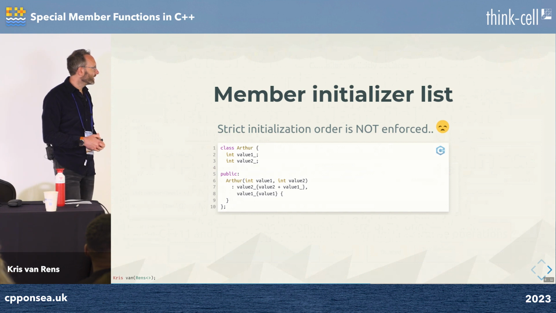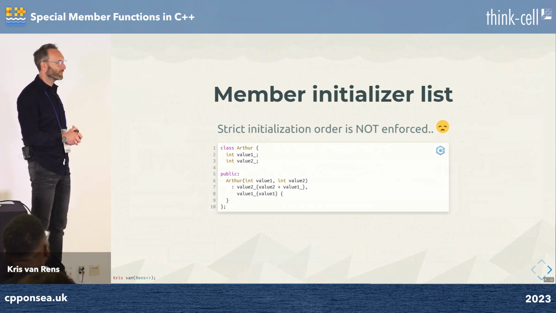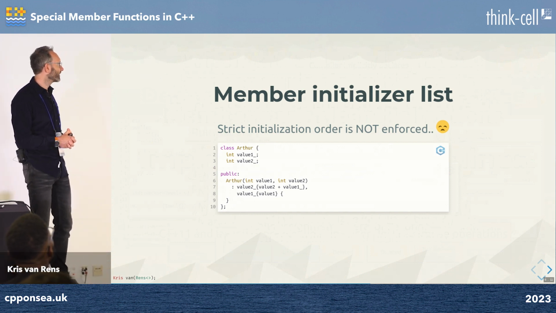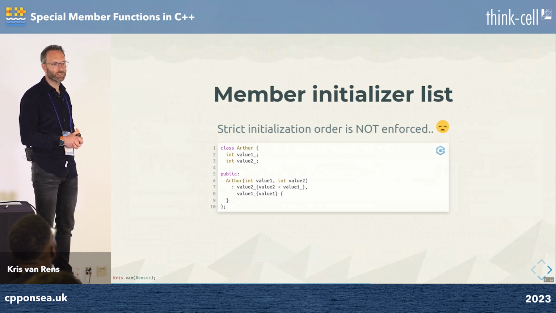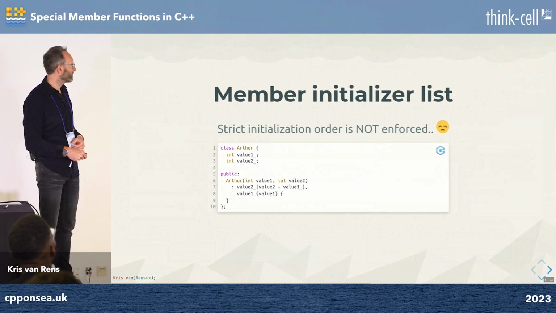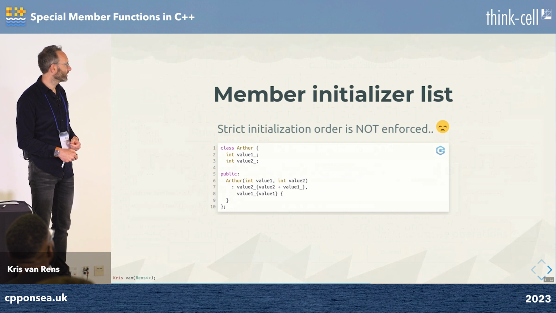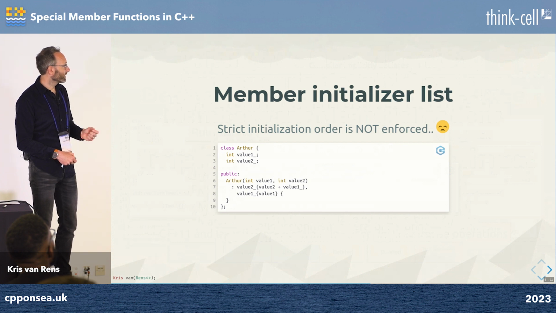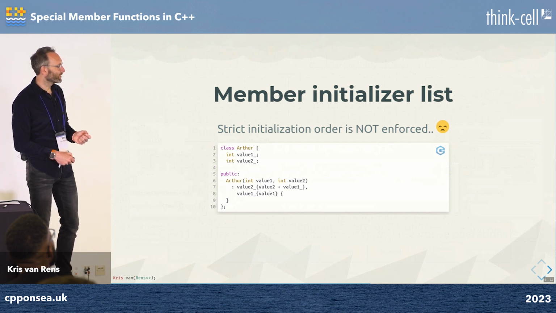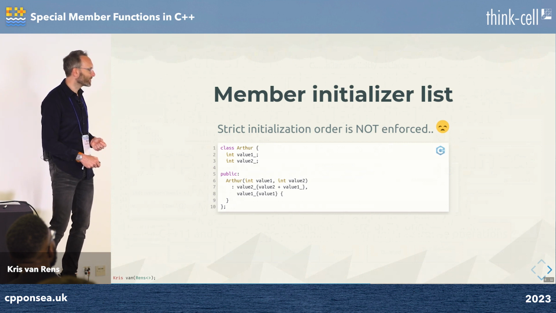Now, something to note regarding the initialization order in a member initialization list. This is pretty evil code, if you ask me. But we still have this class with two values. And now in the initializer list, we initialize value 2 first, even though value 1 was defined first. And then we even initialize value 2 in terms of value 1, even though it has not been initialized yet.